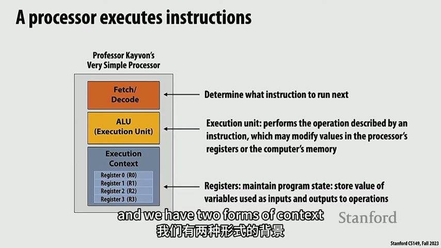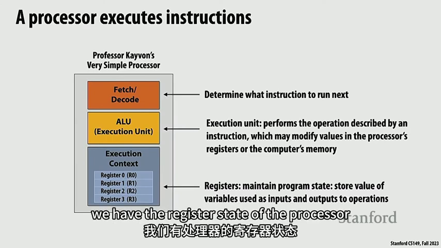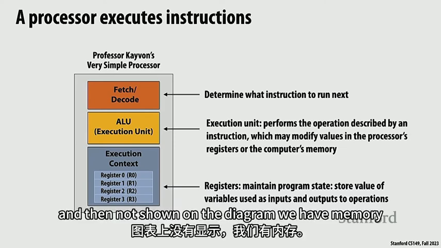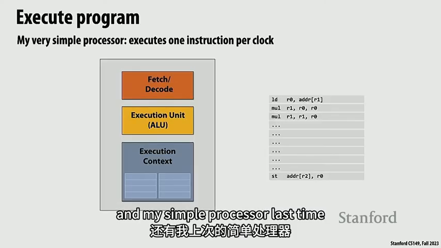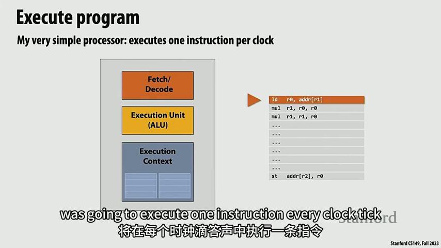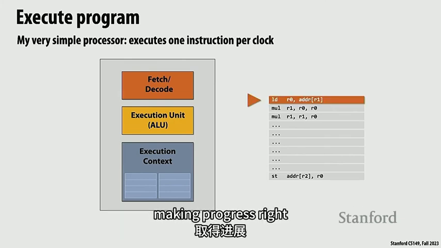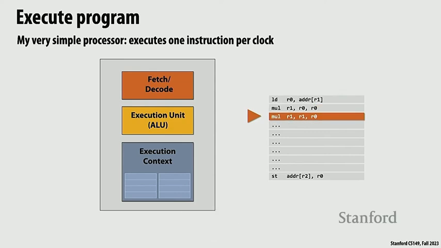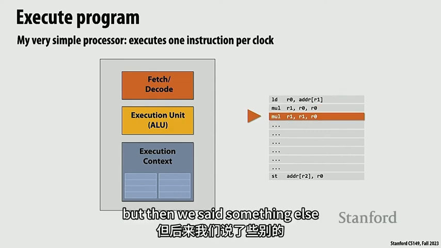And we have two forms of context. We have the register state of the processor, and then not shown on the diagram, we have memory. Right? And my simple processor last time was going to execute one instruction every clock tick, making progress. Right? But then we said something else.